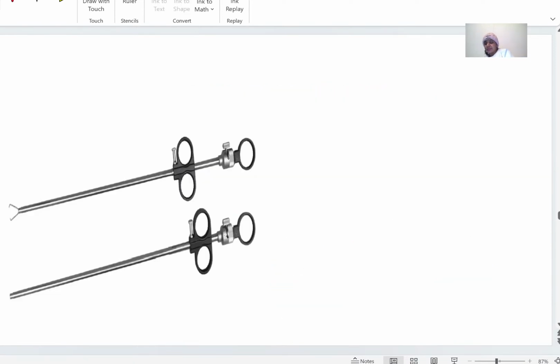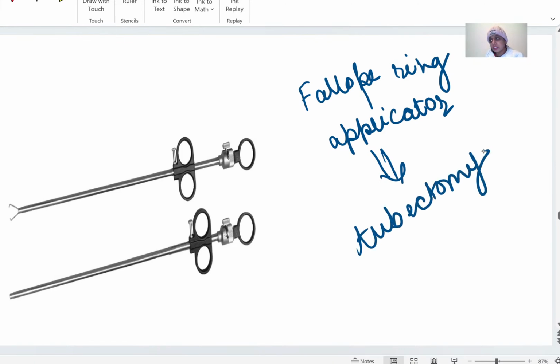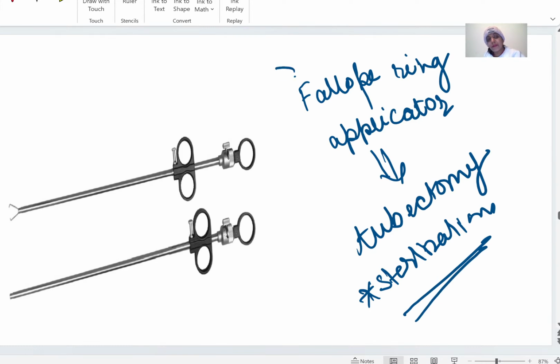ठीक है। व्हाट इज दिस? This is Falope ring applicator, okay, used in tubectomy. नीट पीजी में जब क्वेश्चन पूछा था तो उन्होंने क्या पूछा था? ऑप्शन में था स्टरलाइजेशन, ठीक है। सो फेलोप रिंग इज अ लेप्रोस्कोपिक मेथड और मिनी लैप? फेलोप रिंग, ये जो गोल गोल होता है, ये always लेप्रोस्कोपिक होते हैं, ओके, लेप्रोस्कोपिक ring used in the tubectomy.